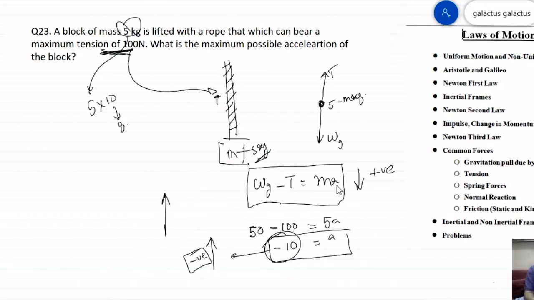So we see how we can draw simple FBDs, that is, free body diagrams, write the equation, balance the forces, and evaluate missing quantities like acceleration in this question. Let us now do more questions on the basis of Newton's laws of motion and Newton's second law, and try to find out how we solve problems.